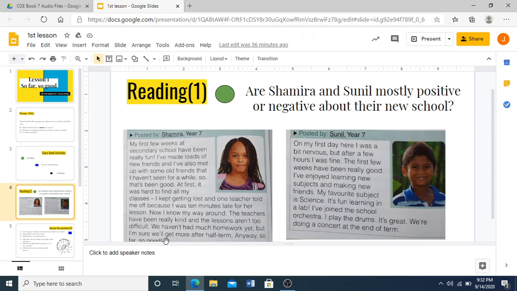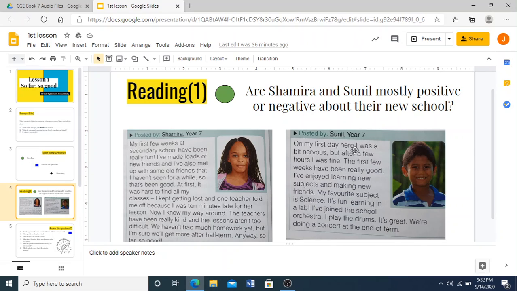Anyway, so far so good. This is Shamira's assessment. This is Shamira's feeling about the new school. Let's see Sunil's feeling. So Sunil, year 7.